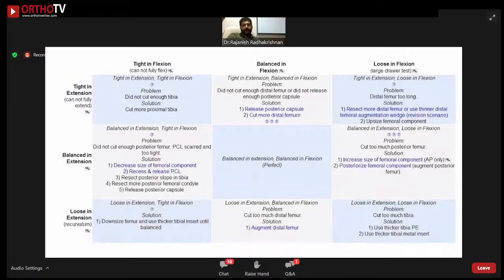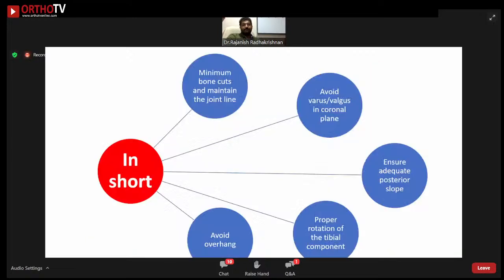This chart will help you to adjust all the problems which occur during TKR. This chart ideally should be there inside each theater, because at times you may lose your cool and things may happen. So this will help you to correct all your problems like tight flexion and all this. You can take a photo of this, and it is easily available on the net.